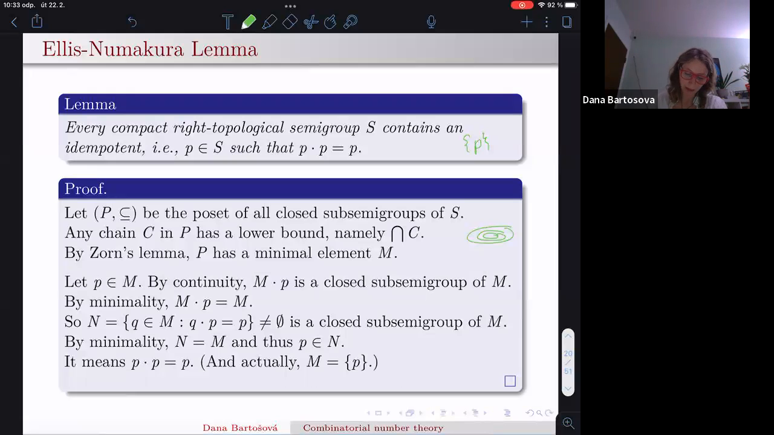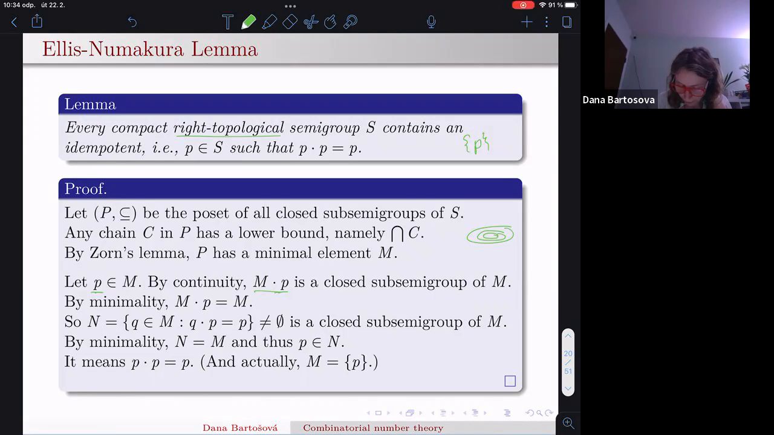So now by Zorn's lemma, I have a minimal element, the dual of a maximal element. Now we have to show that this minimal element is just a singleton. So we are going to employ minimality and continuity. Okay, so we fix some P inside of M, and by continuity when fixing the right-hand side, we have a right topological semigroup. We have that M times P is an image of a compact space. So this is compact, and therefore it's a closed subset of M, and it's also a subsemigroup.